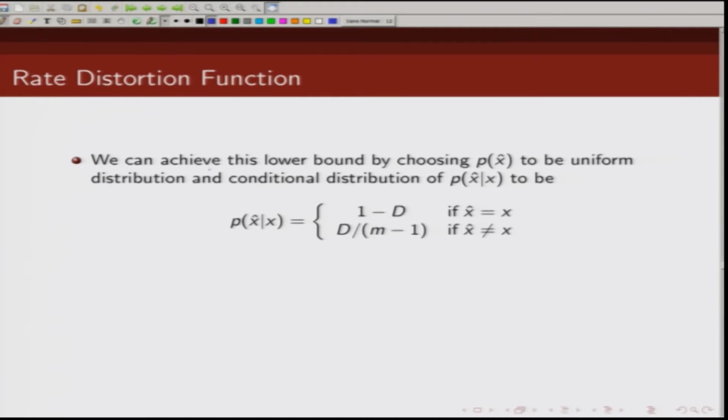Now we can achieve this lower bound by choosing our p of x hat to be uniformly distributed, and by choosing our conditional distribution in this way: if x is equal to x hat, probability of x hat given x is 1 minus d, otherwise it is d by m minus 1.